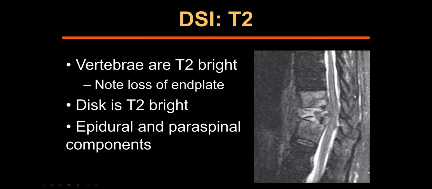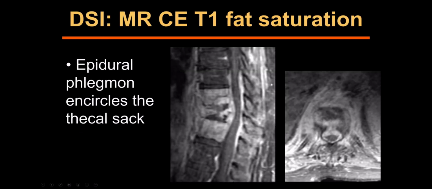This is a pretty easy diagnosis. I think everybody would be able to diagnose the epidural component, the abnormal disc space, the abnormal vertebral bodies, and the paraspinous component. We can add a T1 with fat saturation, and this really helps me to appreciate the circumferential nature of the epidural phlegmon in this case. And remember I told you that I was going to teach you how to differentiate phlegmon from abscess. Phlegmon will show you solid enhancement. Abscess will show you only peripheral enhancement.